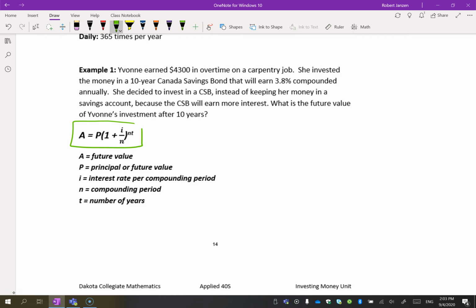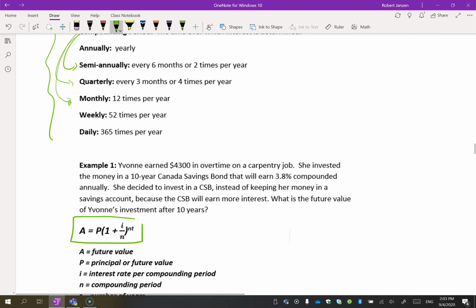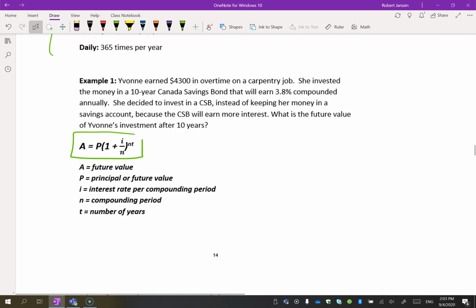All right, and there's a different formula that you're going to use. I would put that in my cheat sheet. By the way, you might want to put some of this stuff in your cheat sheet as well. Whatever you think you don't really understand and you might need a little bit of a prompt on a test.